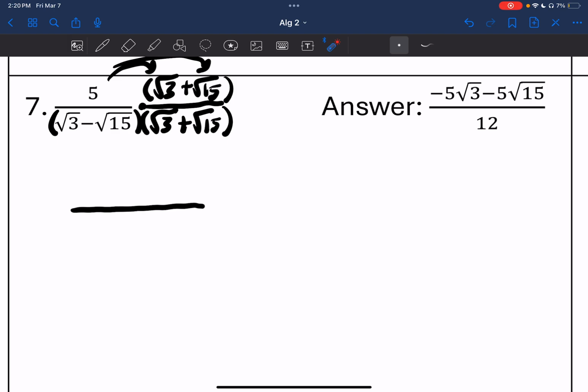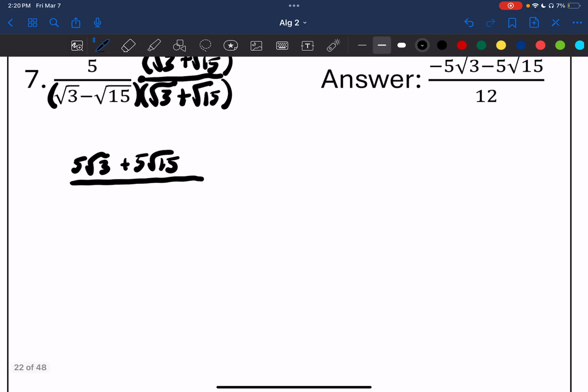Okay, so we can't turn that into the square root of 15, but we can turn that into 5 times the square root of 3 plus 5 times the square root of 15. And we can do that.